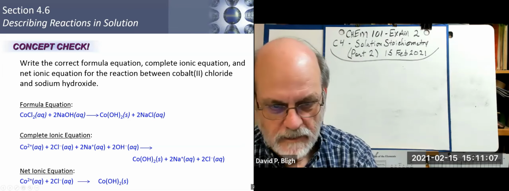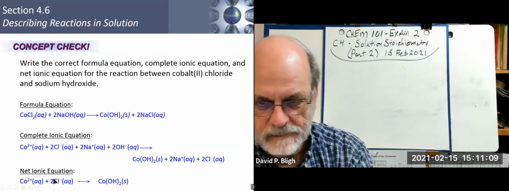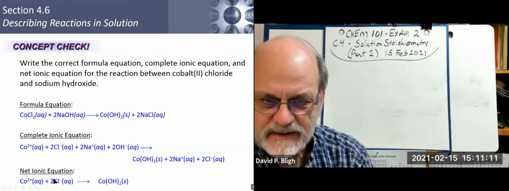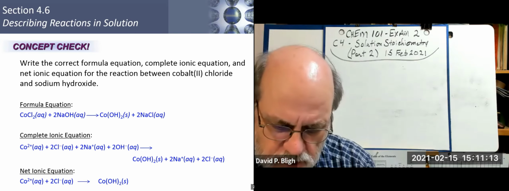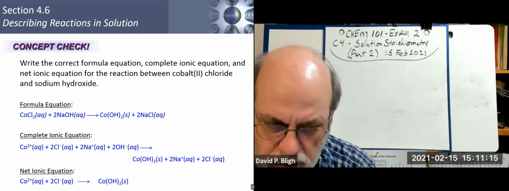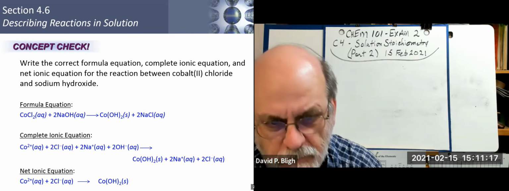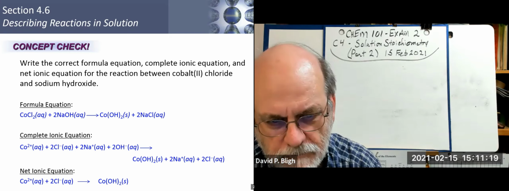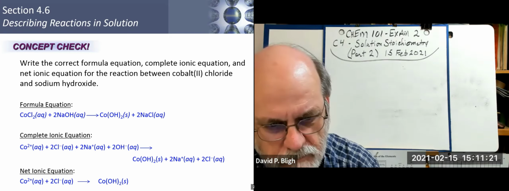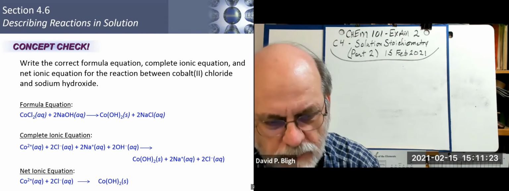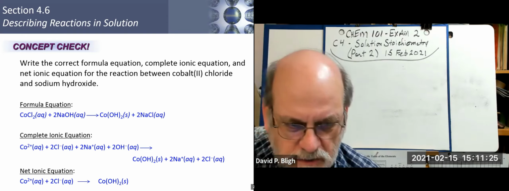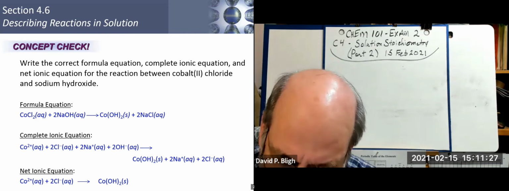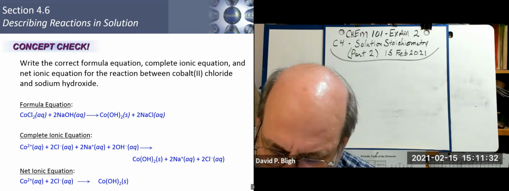Notice the chloride is a spectator. That should be hydroxide. So instead of OH, I put chloride. It should be two OHs. So let me make that correction here and I'll fix it. There we go.